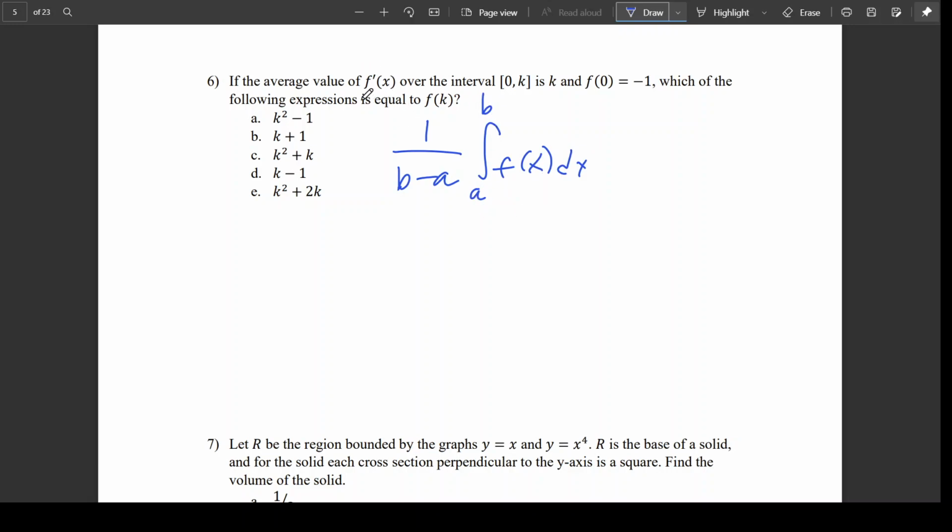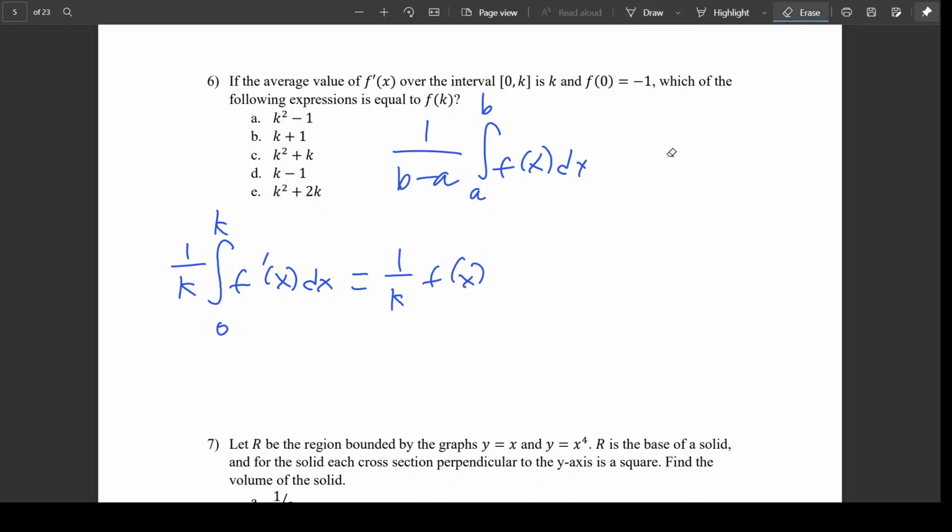So in this case, we're finding the average value of f prime of x over the interval from 0 to k. So in our situation, we're going to have the integral from 0 to k, and then out back here, we're going to have a 1 over k minus 0, which is 1 over k. And then inside, we're going to have f prime of x dx. And so when you integrate f prime of x, by the fundamental theorem of calculus, you're just going to be left with f of k, right?